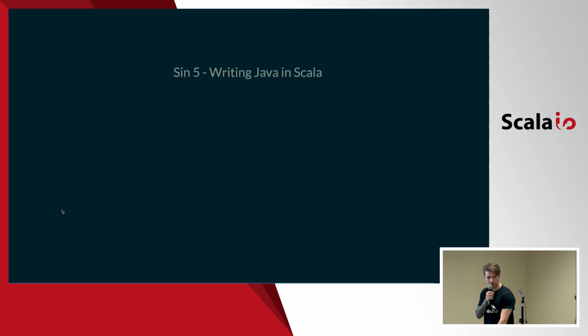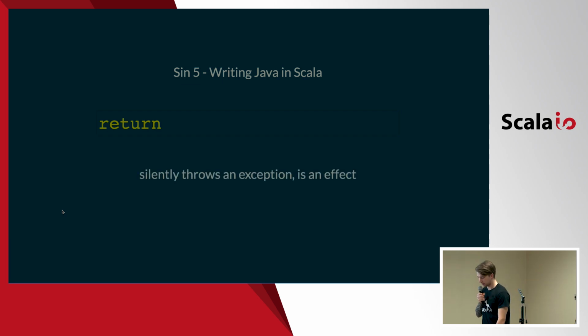And now the last one, my favorite, from writing Java in Scala: the return keyword. I think you should never use the return keyword, because it silently throws an exception underneath, which is caught and then used in some magical voodoo way. And it's an effect. It's a side effect that shouldn't be there.